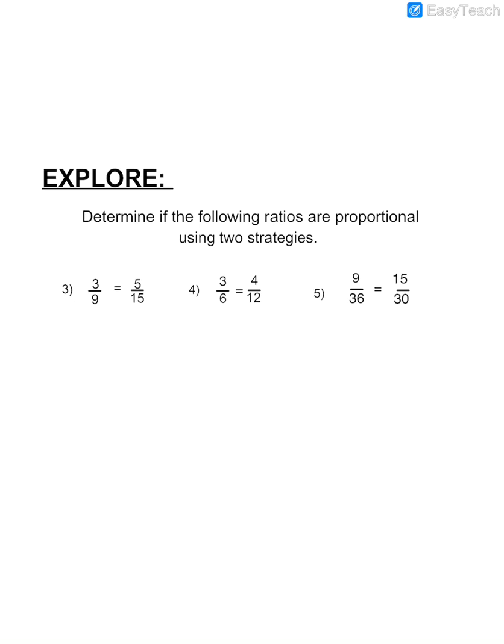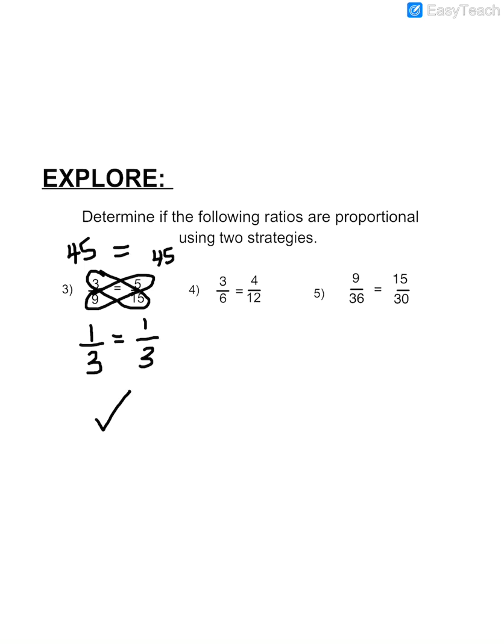Determine if the following ratios are proportional using 2 strategies. So if I look at these, again, there's 2 things that I can do. I can simplify the fractions, so 3/9 would reduce to 1/3. 5/15 would reduce to 1/3. That's one strategy. Or I can cross multiply. 9 times 5 is 45. 3 times 15 is 45. 45 is equal to 45, so yes, the ratios are proportional.